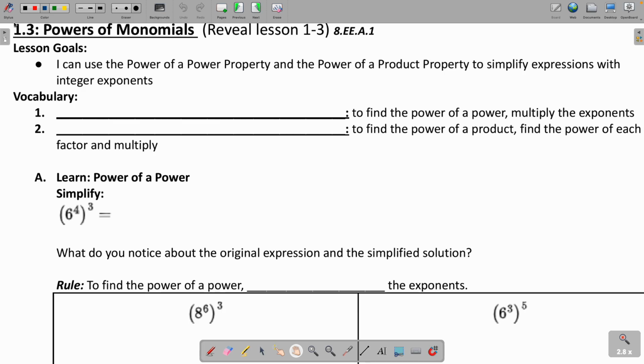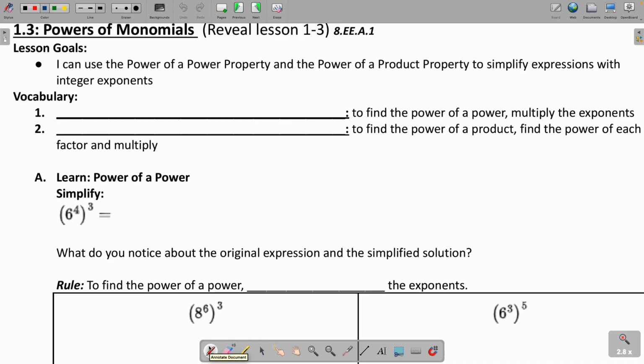Going to cover 1.3, which is going to cover powers of monomials. So it says, I can use the power of a power property and the power of a product property to simplify expressions with integer exponents. So when we're looking at this, we have two vocabulary words.